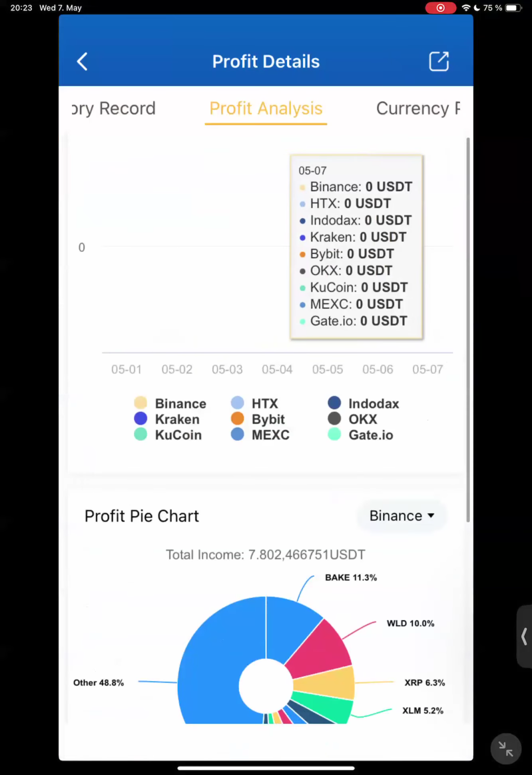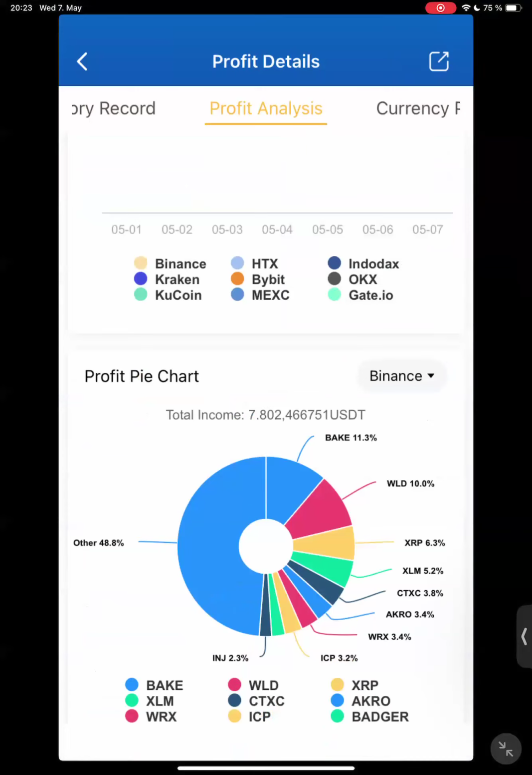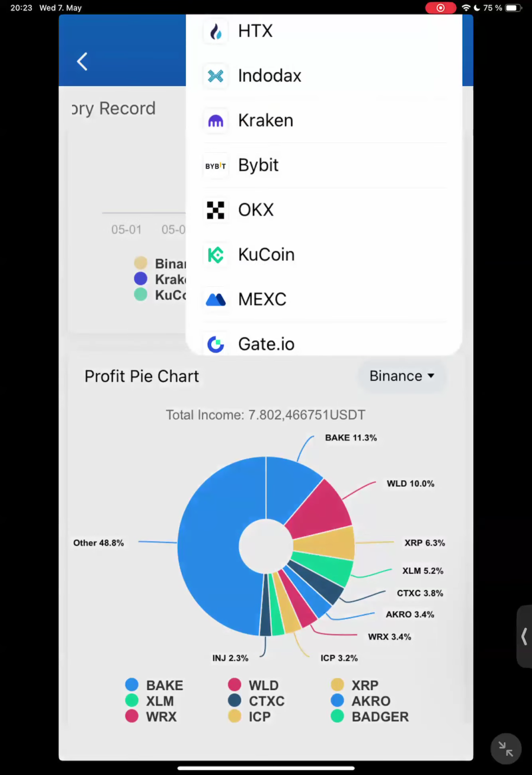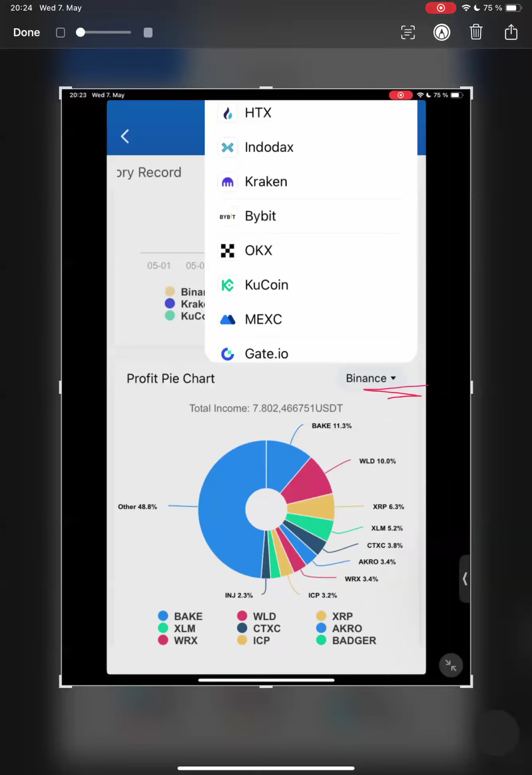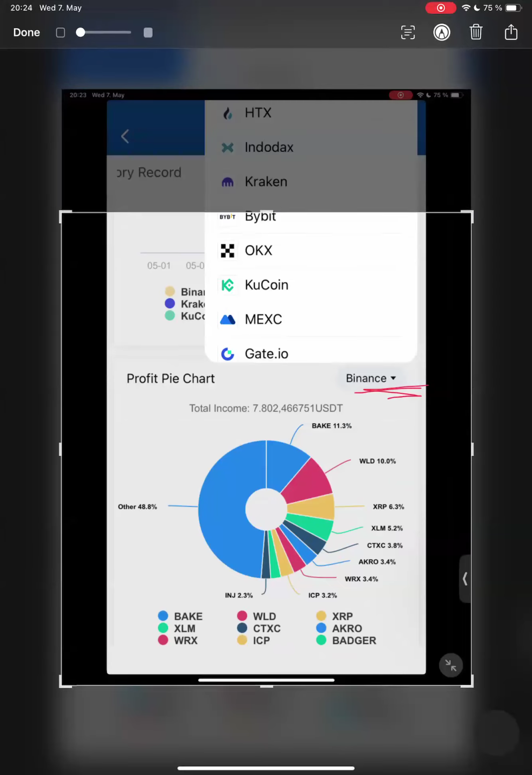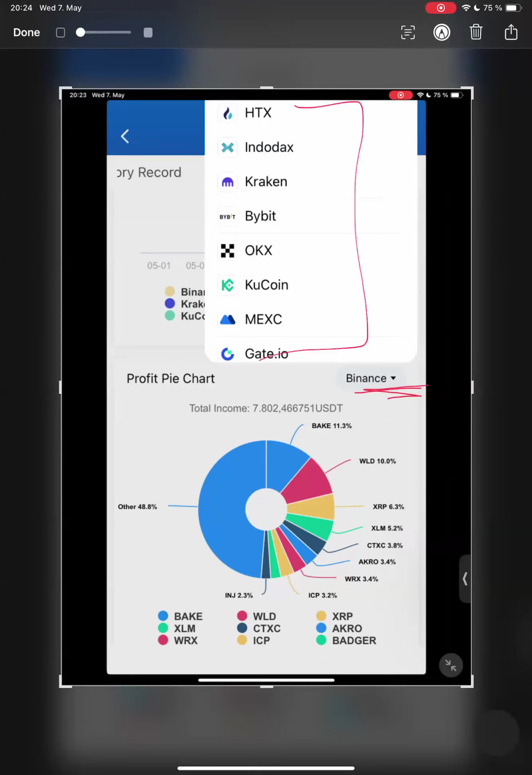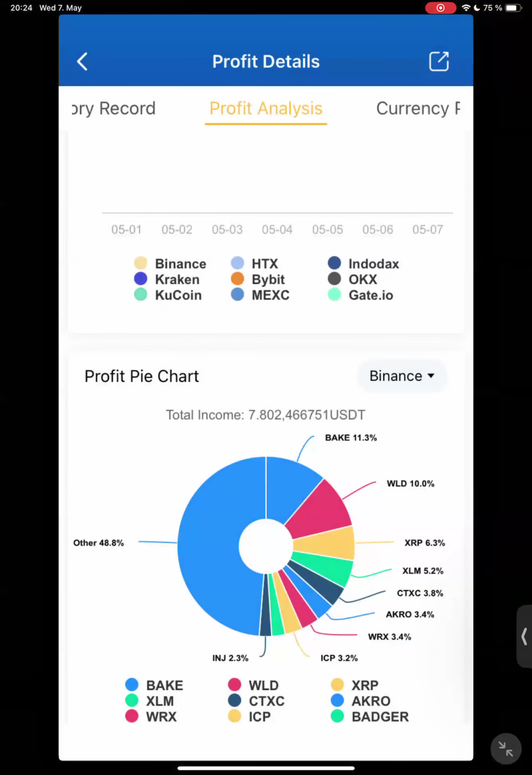Then profit analysis. This one displays the graphical view of the profit you have earned in percentage wise. For you to see that, okay, out of this total income, the big share is 11.3%. So you'll be able to see all the rest of the coins. Now, anytime you see a drop down arrow beside something, it tells you there are more details. So when you tap on the drop down arrow, it brings you the rest of the exchanges. So if you are not using Binance, you tap on the appropriate one that you are using.